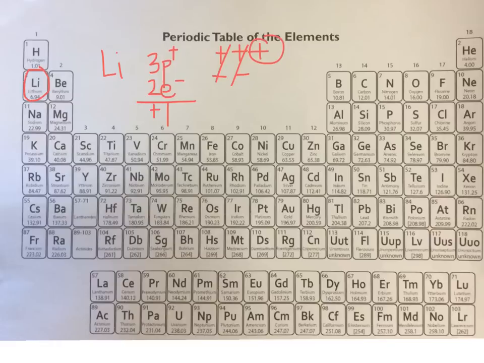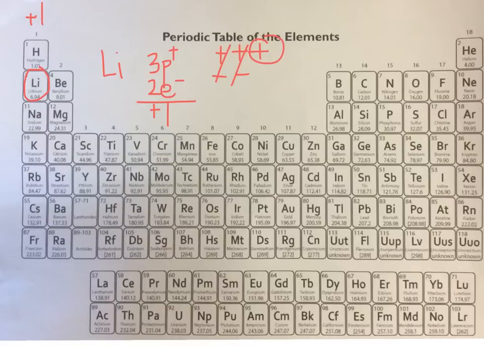And what do we know about groups? What is the other name for groups? We also call them families. So remember, everything in the same family, they behave in a similar fashion. Okay? So then, yes, everything in group 1 will have a +1 charge.